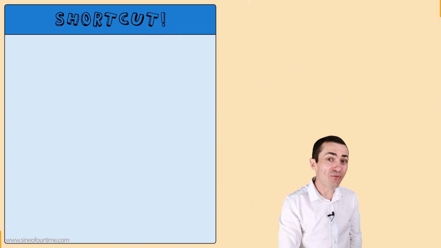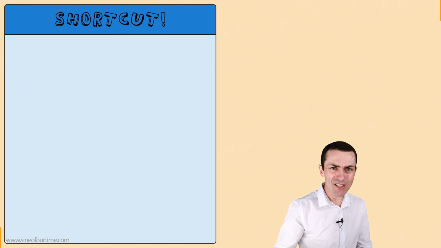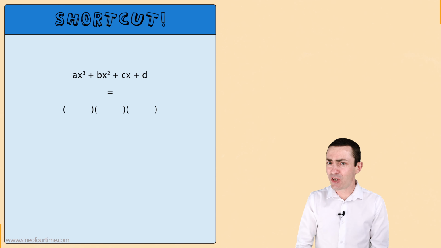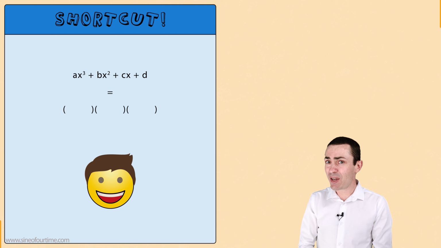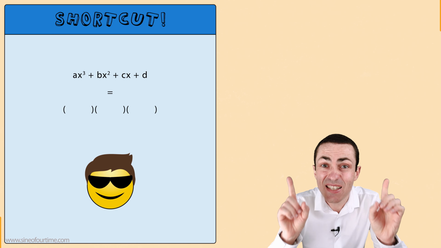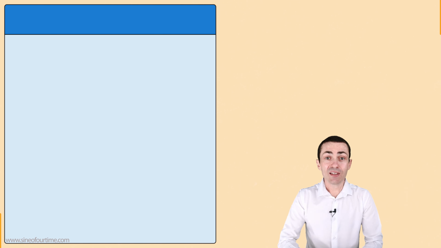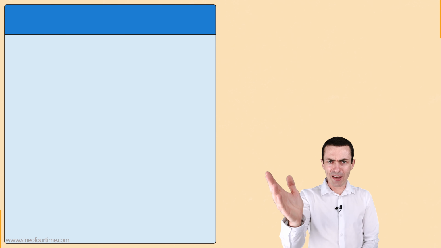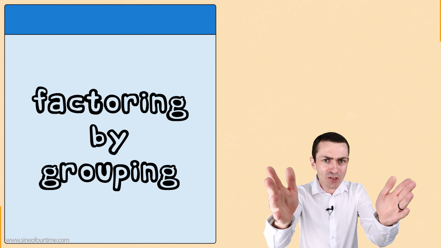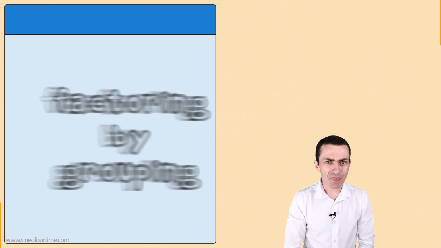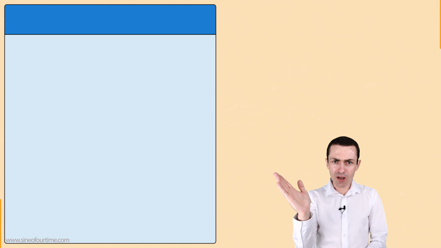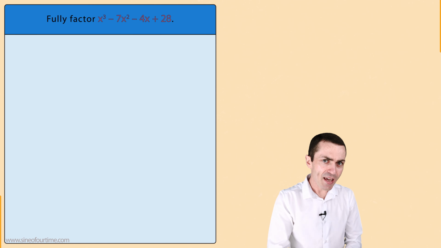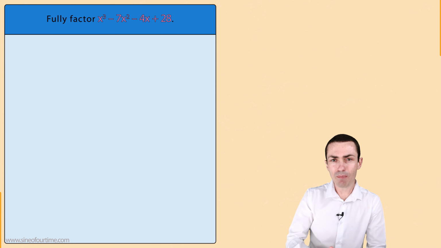My name is Bruce and I want to show you a shortcut for factoring higher degree polynomials such as cubic polynomials, which is going to save you a whole lot of time and make your life a whole lot easier sometimes. This method for factoring is called factoring by grouping, and I'm going to show you exactly how to use it. Let's consider this first example where we are asked to fully factor x cubed minus 7x squared minus 4x plus 28.